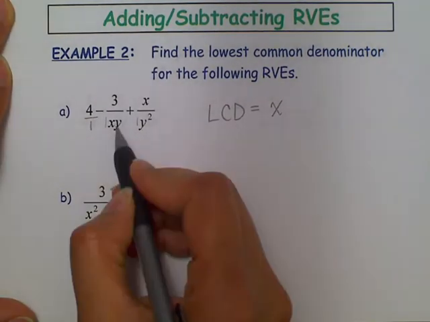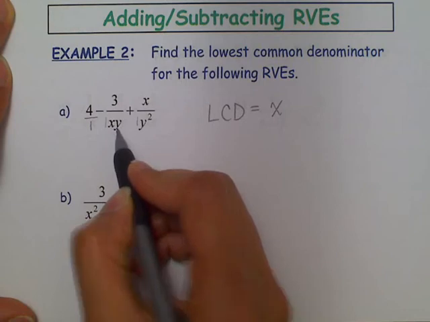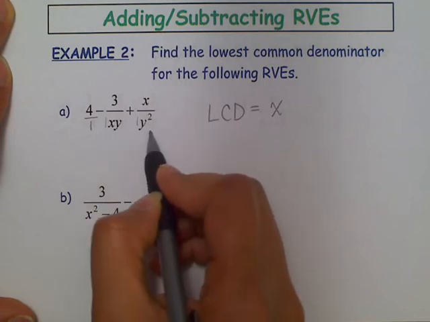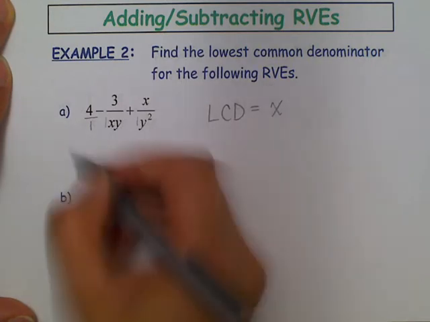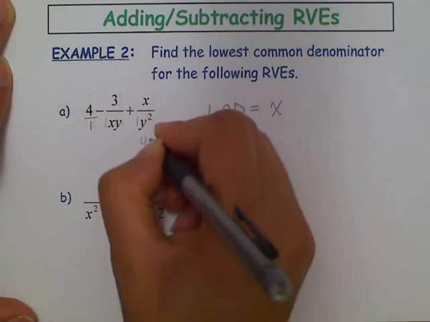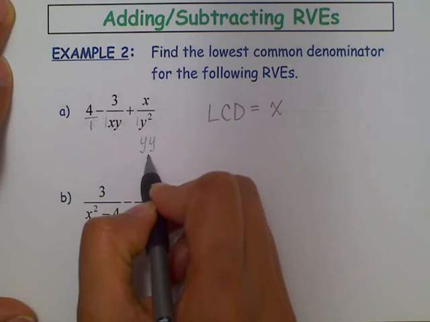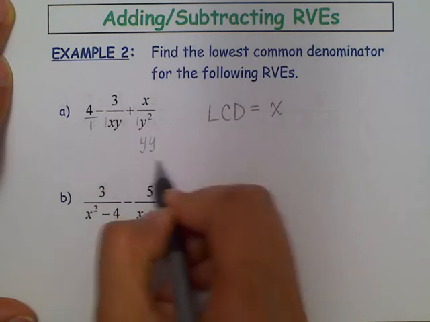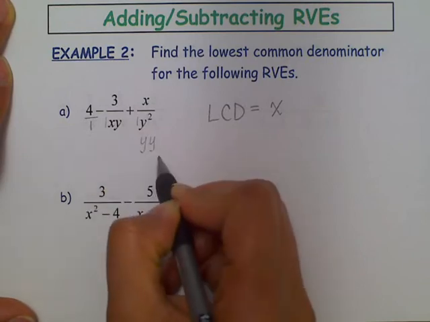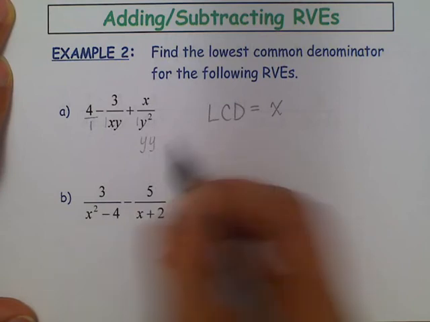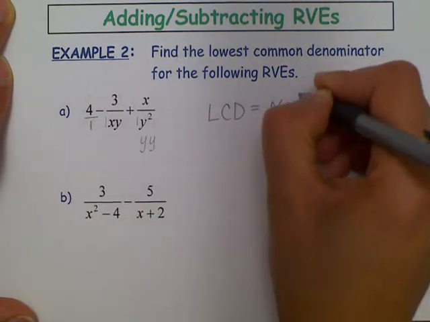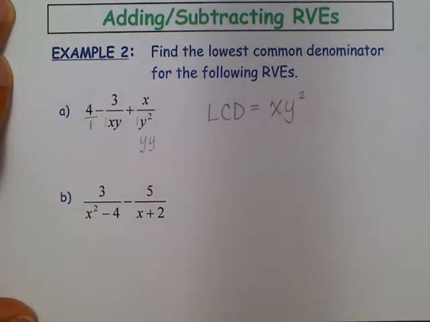Now, the second variable that I have here is a y. However, the last term here has a y to the exponent 2. So basically, this means I have y multiplied by y. And so because I have two y's in this case being multiplied and only one here, that means all my terms actually have to have two y's multiplying themselves. Or in other words, I need to have y squared as part of my lowest common denominator.